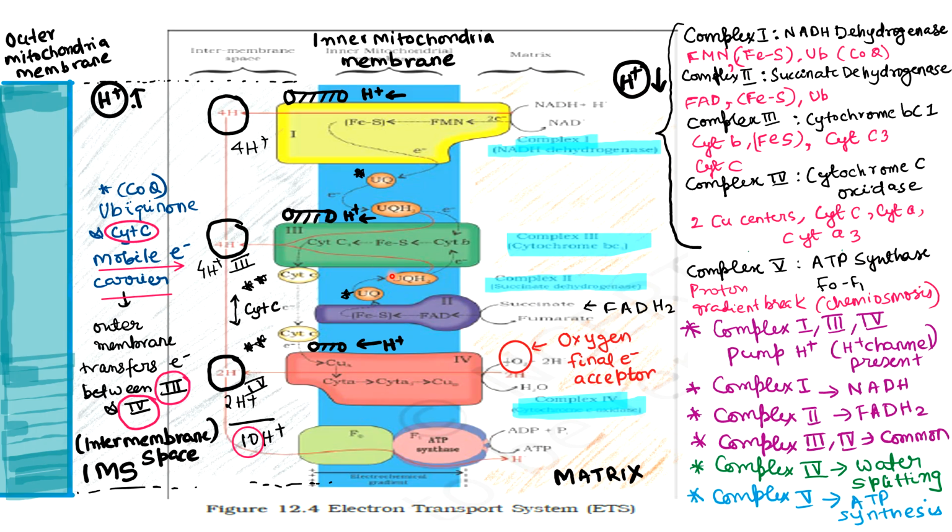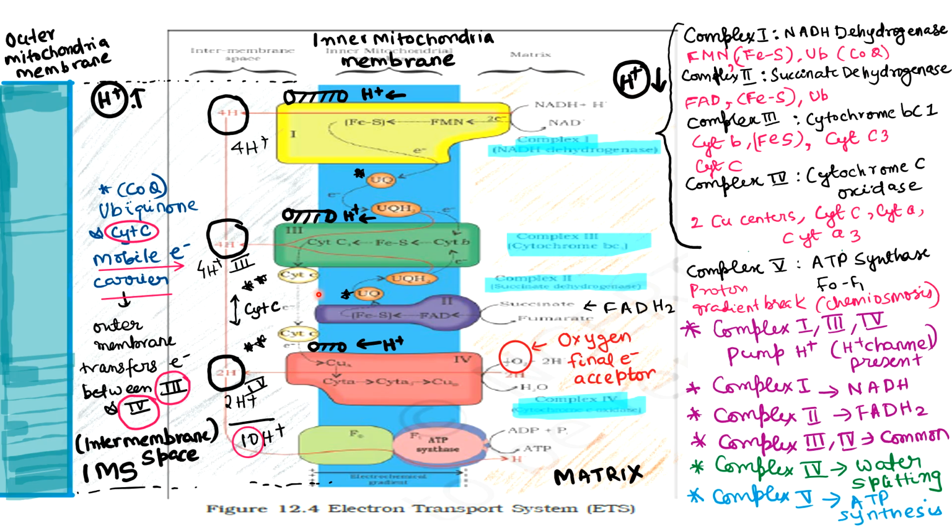Two more things you need to remember. What are the molecules which are able to switch from one complex to another? You see the ubiquinone, which is present in the inner membrane, and it can switch from complex 1, giving to complex 3, and again from complex 2 to complex 3, right? So ubiquinone is a mobile electron carrier and is present in the inner membrane.